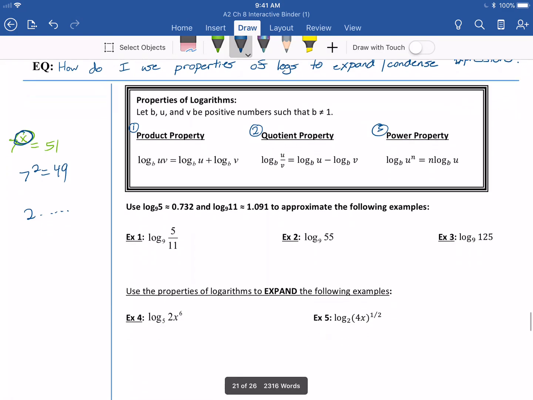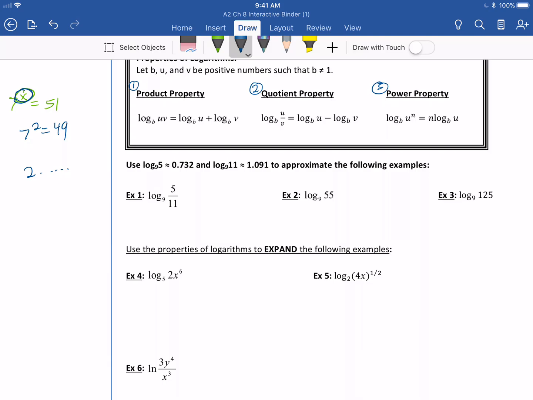All right, so here we go. We have these three properties. The first one is the product property. The product property, as you guys can see here, is a product means multiply, so u times v. And then notice, what do we do when we break these guys apart? We have log of u plus the log of v. So multiplication means that you add when you break them apart. All right, and notice here when we have the quotient property, we have u divided by v, and notice what goes in between those guys. It's a minus, so divide means subtract.